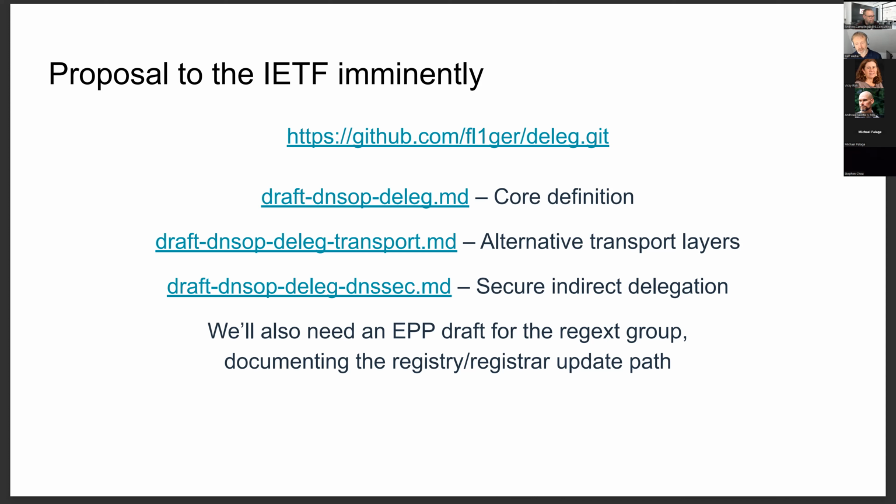There also probably needs to be some work done on EPP. I can't talk much about that because I know nothing about EPP, but there are other people actively looking into that. And at the hackathon we had participation from VeriSign, NIC.AT, DNIC. So we had a couple of large registries and also registrars that were interested in doing that work. So next slide.